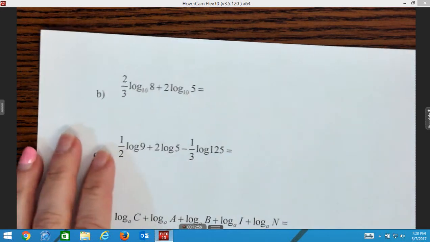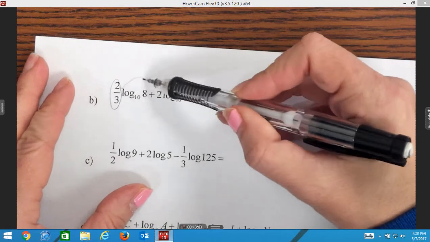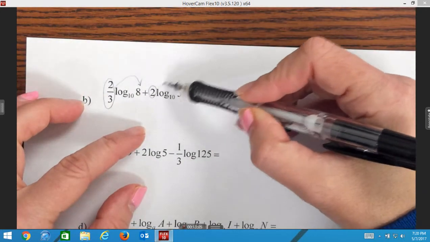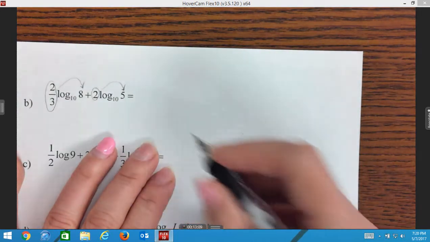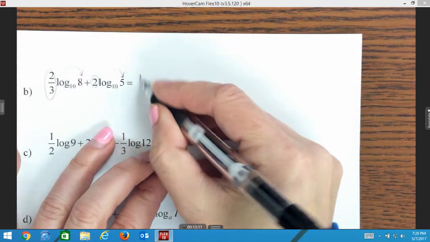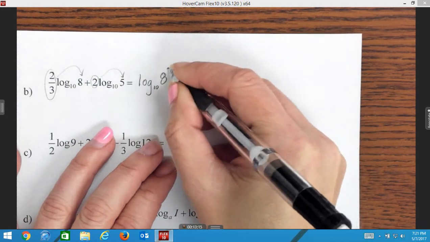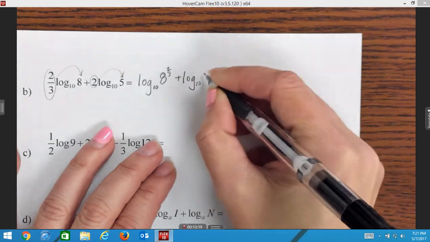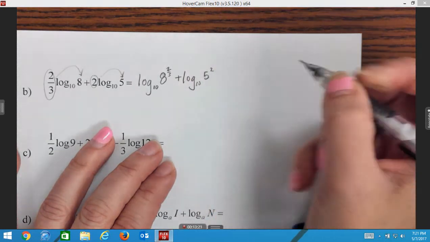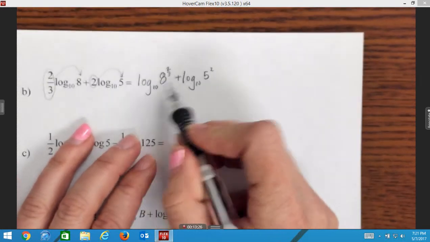All right, next one, we're going to condense this down. So if the number is in front, it's going to go as an exponent. So we will have log base 10 of 8 to the 2/3 plus log base 10 of 5 squared. And we're condensing this down.